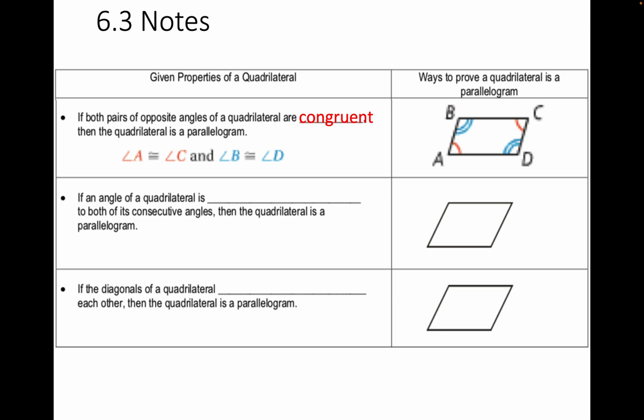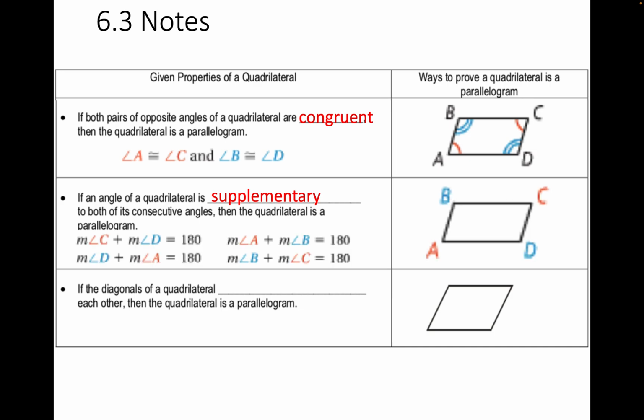If an angle of a quadrilateral is supplementary to both of its consecutive angles, then the quadrilateral is a parallelogram. So in this case, if we had any of the following, that B and C are supplementary and C and D are supplementary, or any of the other possibilities of any two pairs of angles being supplementary to each other, then we know that the quadrilateral is a parallelogram.